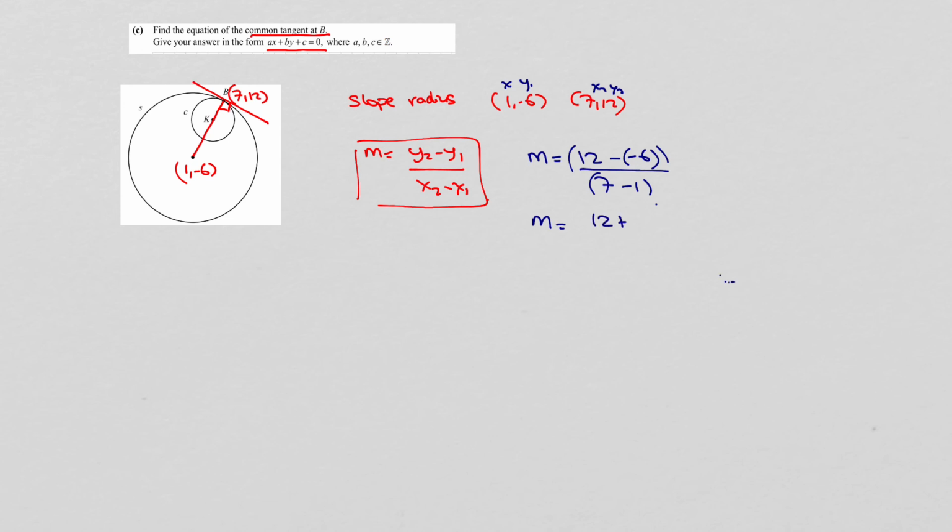So that's 12 plus 6 over 6. So we have 18 divided by 6 is 3. So therefore the perpendicular slope of the tangent would be equal to minus a third.